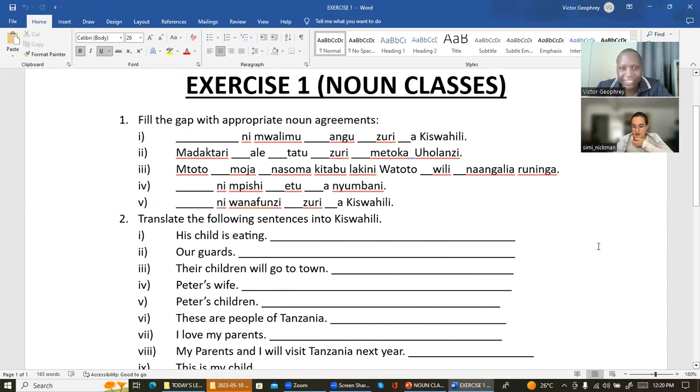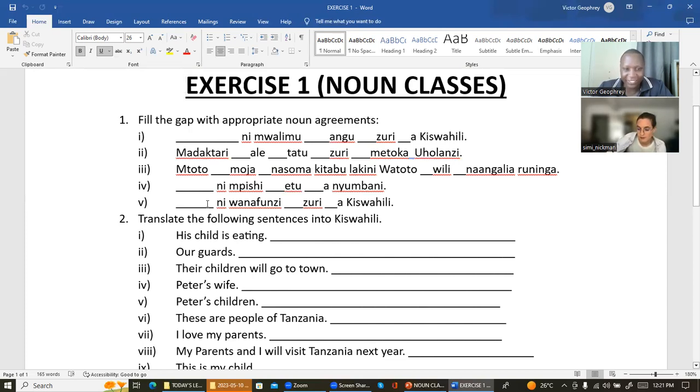Pishi was the first class, no? So it's Wapishi. Okay, so yule. Yes. Mpishi wetu wa Nyumbani. Very good. That is our chef from Nyumbani. Oh, okay.